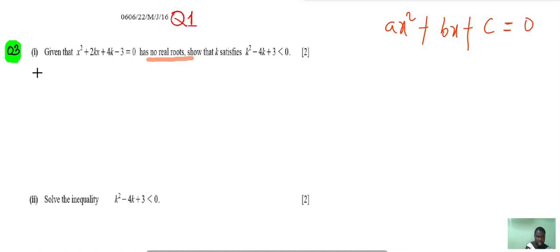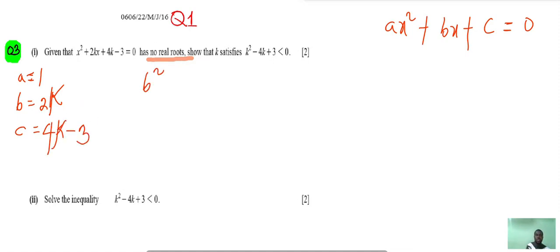So let's identify the coefficient of x squared. A is 1. B is what you have beside x, that's 2k. It's been well arranged. Then c is the term without x, because the quadratic equation is an equation in x and has x squared. So your constant will be the term without x, and that's 4k minus 3.